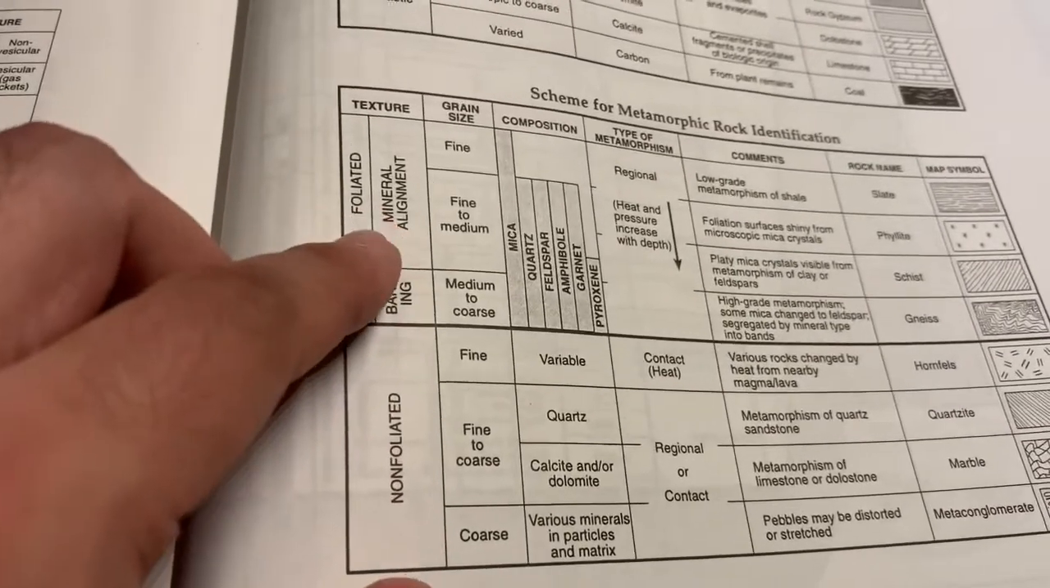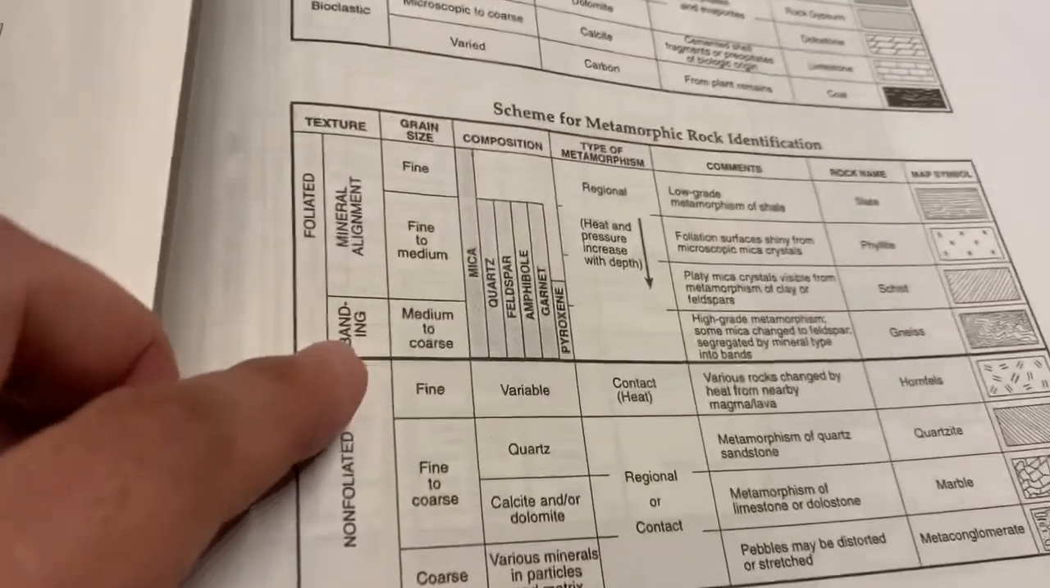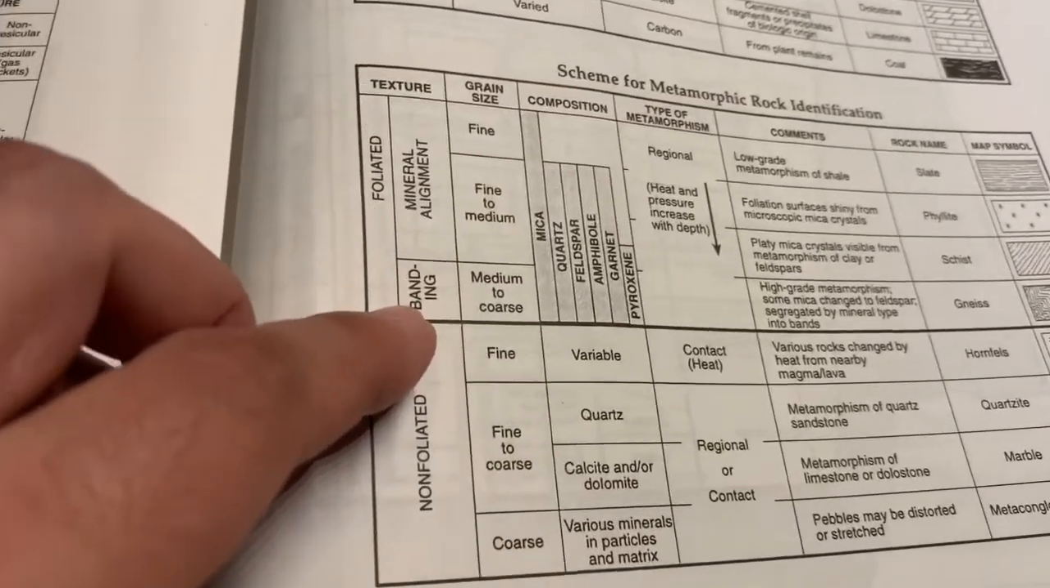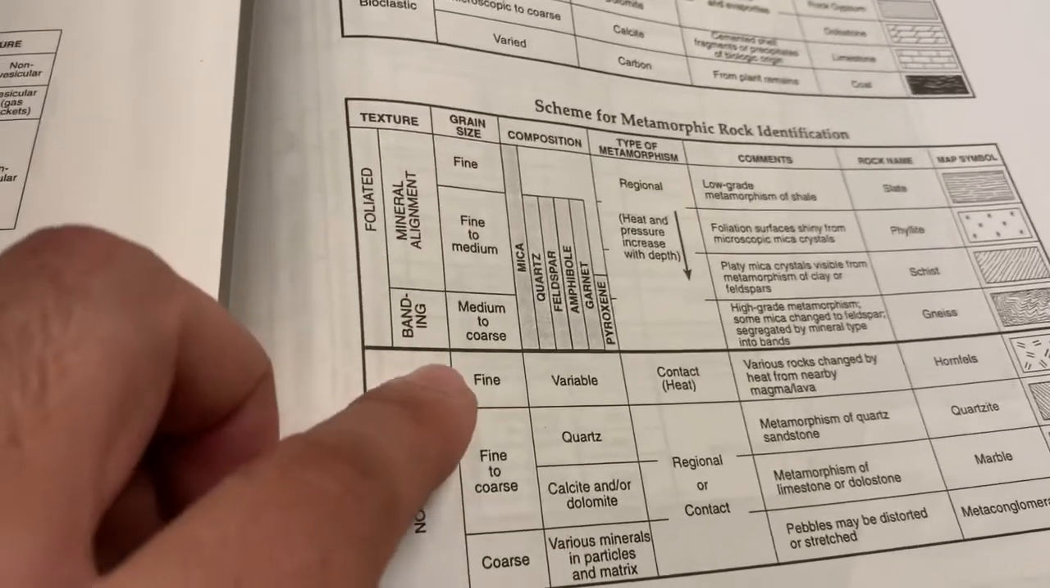You see how it says mineral alignment up here for foliated? That means the minerals are lined up. And then sometimes they get so extreme that we call it banding. We'll see that in a couple minutes in the rest of the video. These guys, you don't have any of that stuff. Once again, you have grain size.